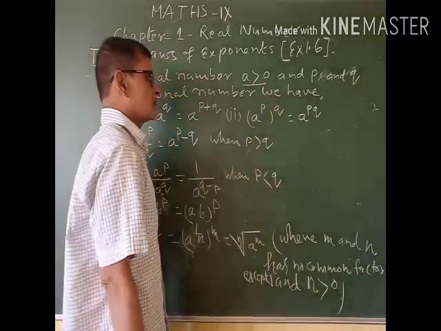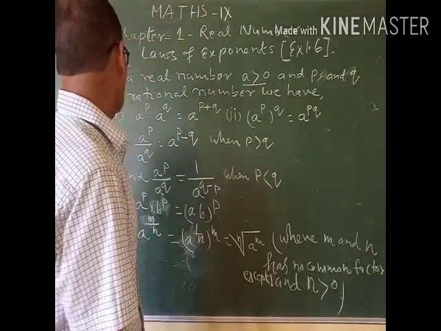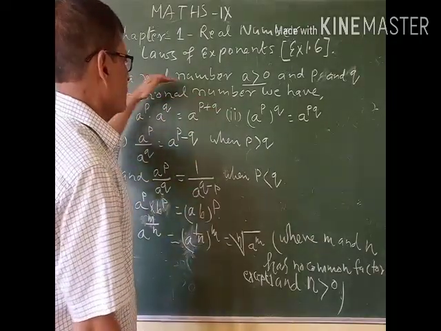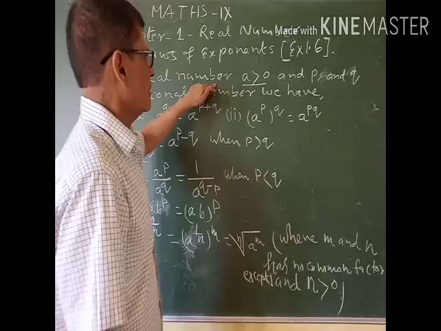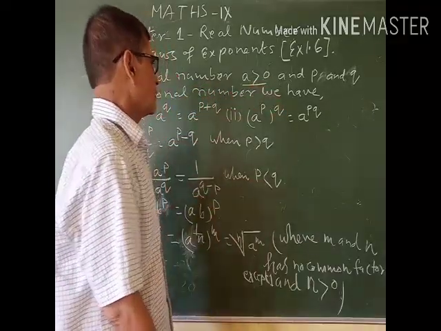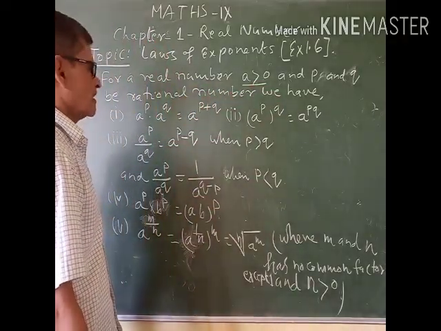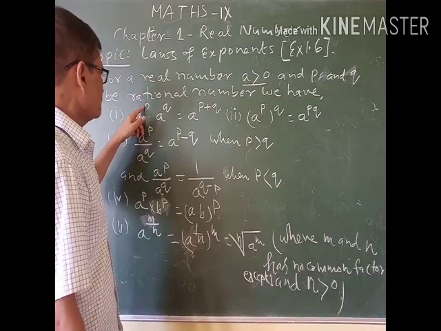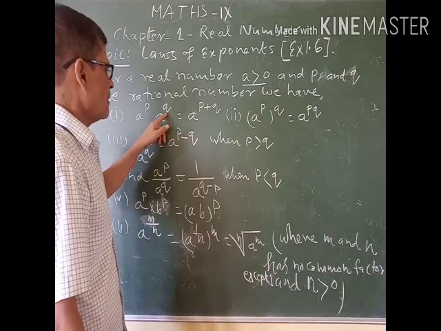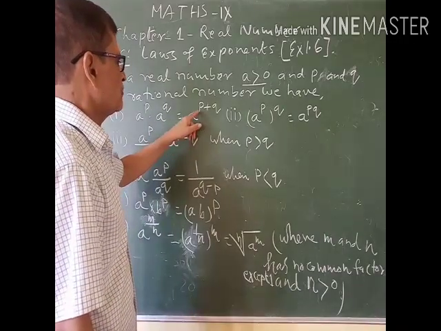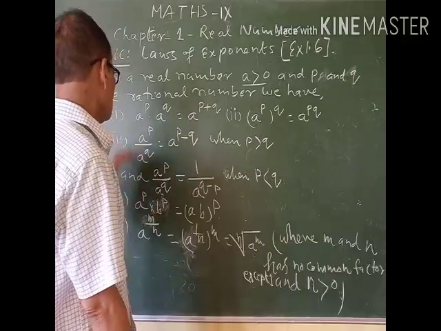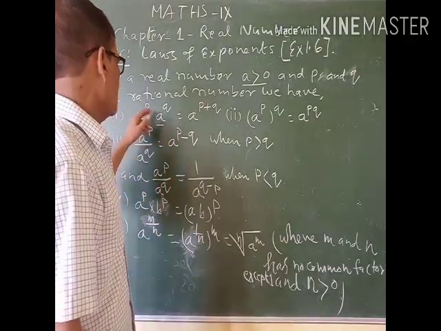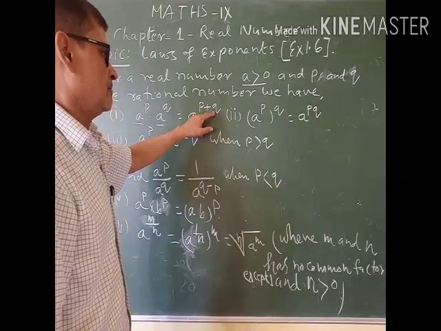A should be greater than 0 and p and q are rational numbers also. If a is a real number greater than 0 and p and q are rational numbers, then a to the power p, a to the power q equals a to the power p plus q. That is, when bases are same, then exponents should be added.